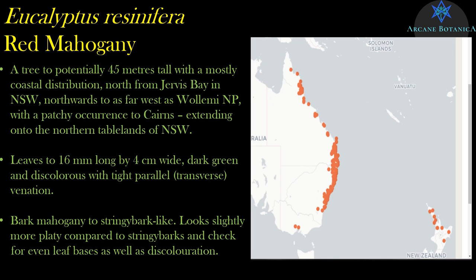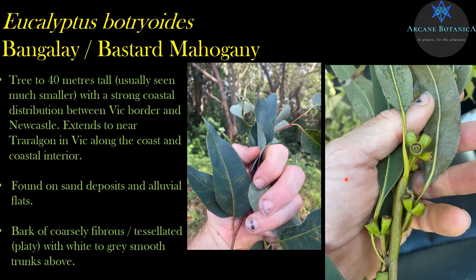So that's Eucalyptus resinifera. Not too hard to figure out if you can get some fruit, get some buds. We move on to Eucalyptus botryoides, a very common one in Sydney and further afield, very coastal. It's not really a sandstone species. It's more of a sand deposit species, I would say. So maybe where sand dunes are overlying the Hawkesbury sandstone, where younger aeolian sand deposits are overlying the sandstone. I'm talking areas like Kurnell, Kamay Botany Bay National Park.